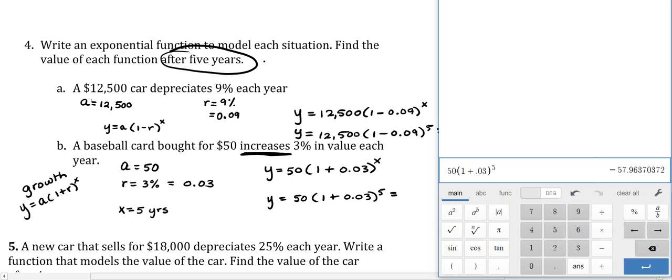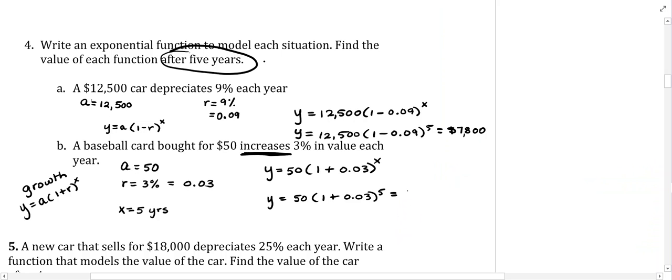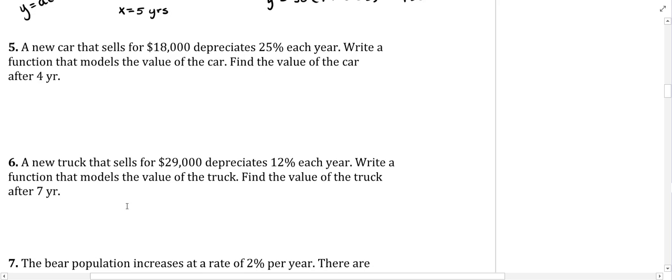Since they started with 50, which is a whole number, we're going to round this to a whole number. 57.9 becomes 60. Lord have mercy. 57.9 becomes 58. You should know that it's early in the morning. Here we go. That's not bad. That's not bad, I guess.